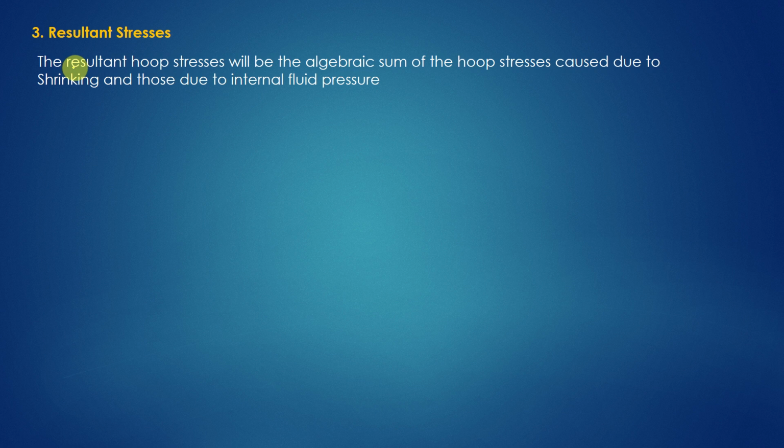Okay, let us see now the resultant stresses. That is the algebraic sum of the hoop stresses caused by shrinking and those due to internal fluid pressure. Stresses when the cylinder is empty, and stresses when the compound cylinder is having internal fluid.